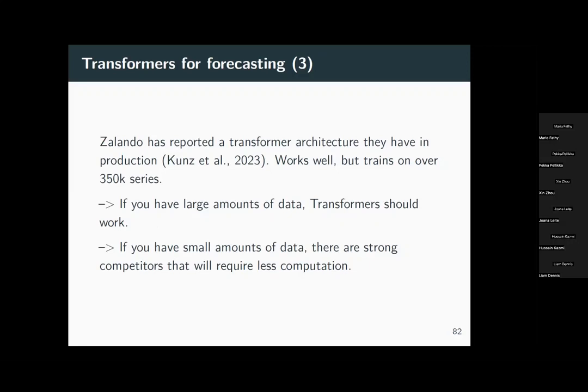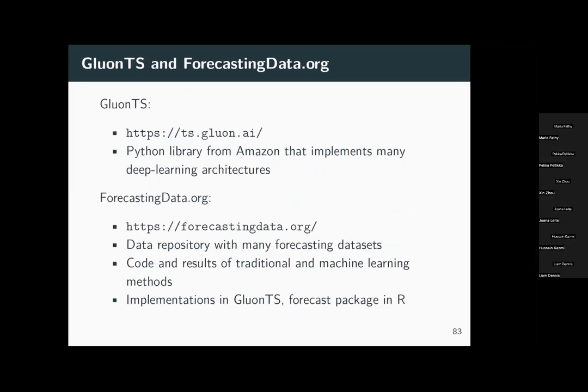If you have small amounts of data, you definitely want to benchmark against the gradient boosted trees I've talked about before, and maybe even simpler methods, right? If you do electricity demand forecasting, a seasonal naive should always be your benchmark, because it will be quite difficult to beat. And similarly, if you do share price or exchange rate forecasting, the naive forecast needs to be a benchmark.